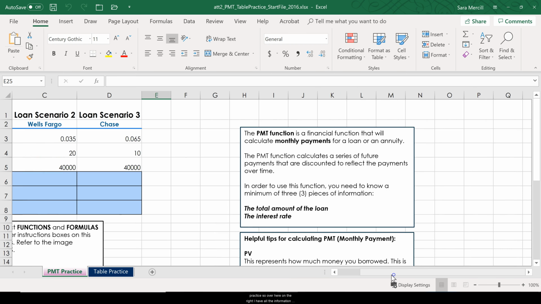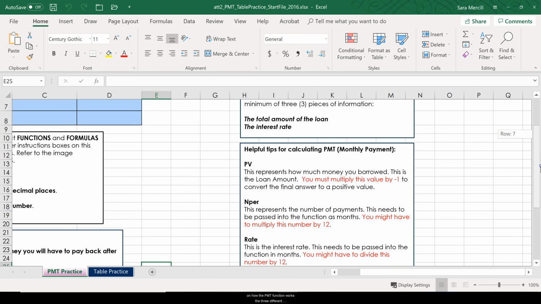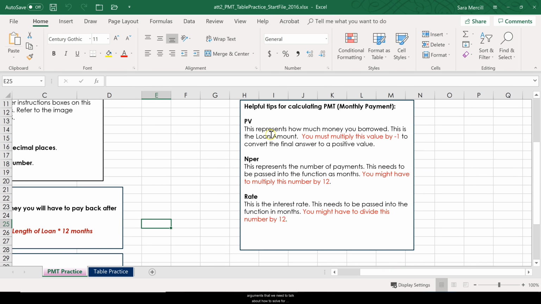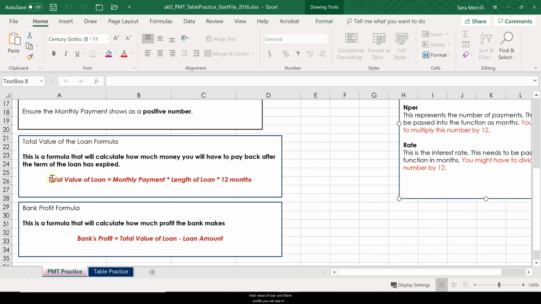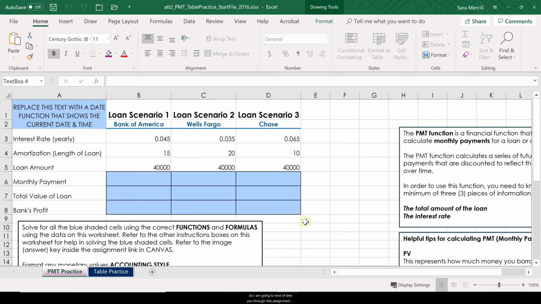Over here on the right, I have all the information on how the PMT function works, the three different arguments that we need to talk about, how to solve for them, as well as two additional formulas called total value of loan and bank profit. You will see in upcoming assignments that bank profit will sometimes be referred to as total interest, and that does mean the same thing. So I'm going to take you through this assignment and what some of my expectations were.